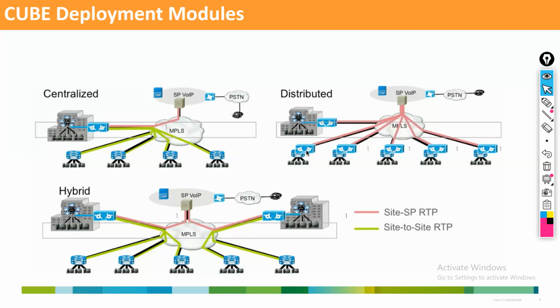But in India, it's not possible because we have TRAI rules. In India, it's not possible to terminate the SIP trunk over a public IP address. In the centralized model, we just provide the IP address to the provider and they send the call to that IP address. But in India, the connection is terminated physically.